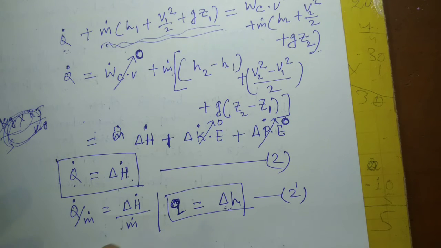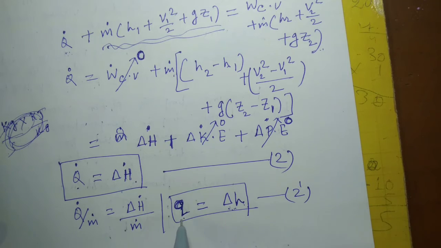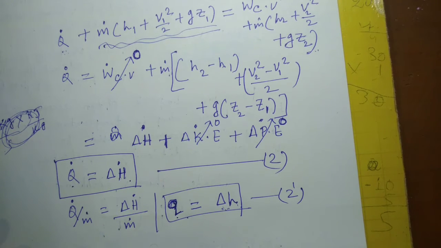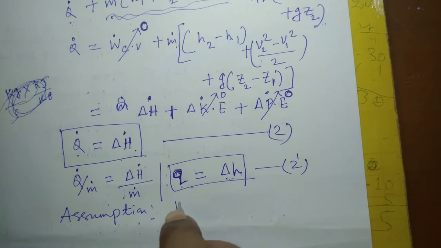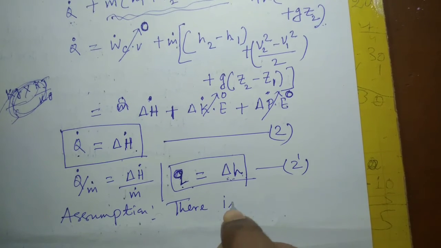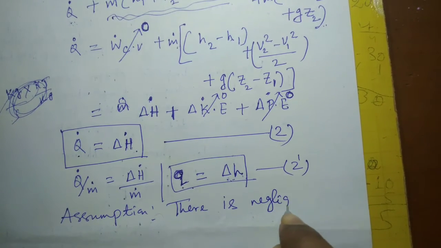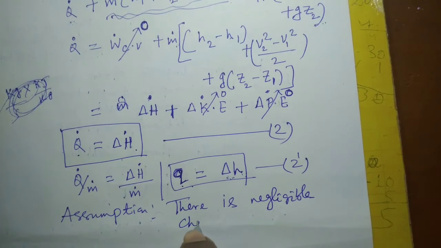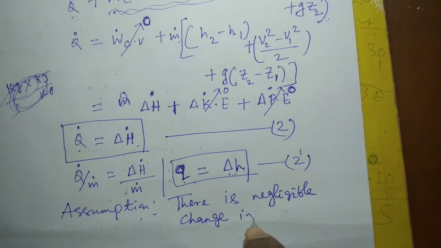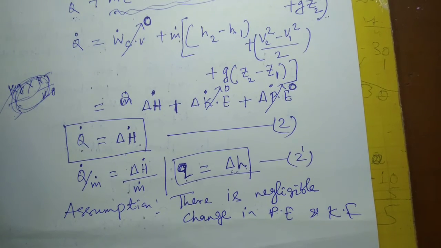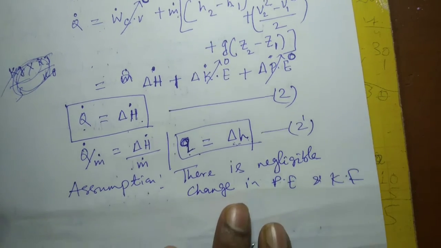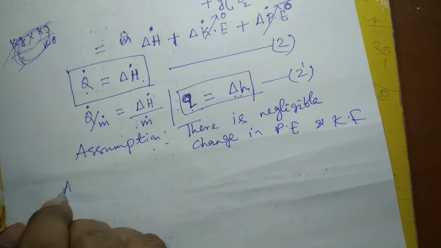So what are the assumptions that we made while deriving this equation? The only assumption that we made here is that there is negligible change in potential energy and kinetic energy. So we'll think about some special cases.